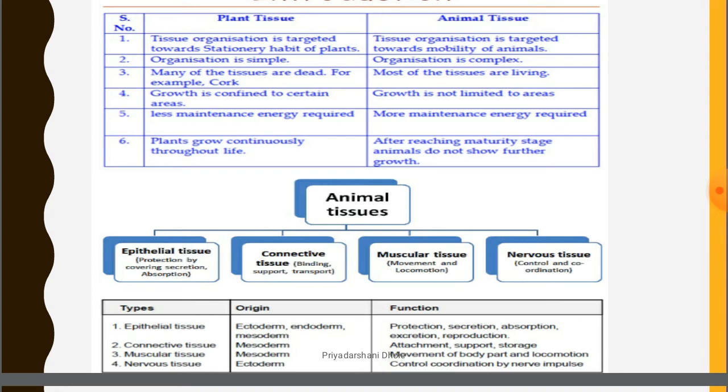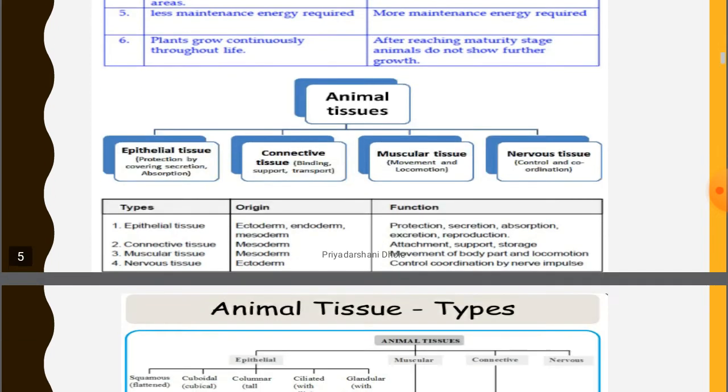The second one is connective tissue. It is mesodermal in origin. Its function is attachment, support, and storage. Muscular tissue is again mesodermal in origin, with the function of movement of body parts and locomotion. The fourth one is nervous tissue. It is ectodermal in origin. It controls and coordinates by nervous impulses.